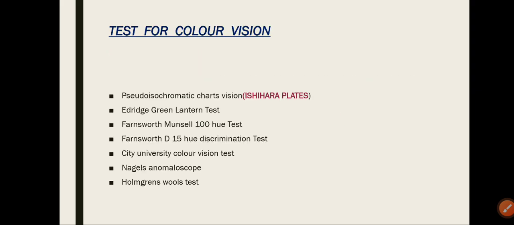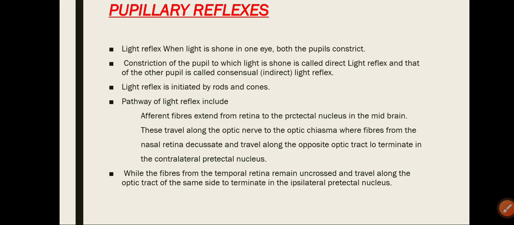Tests for color vision: the pseudo-isochromatic charts, that is Ishihara plates, Edridge-Green lantern test, Farnsworth-Munsell 100 hue test, Farnsworth D15 hue discrimination test, City University color vision test, Nagel's anomaloscope, and Holmgren's wool test.